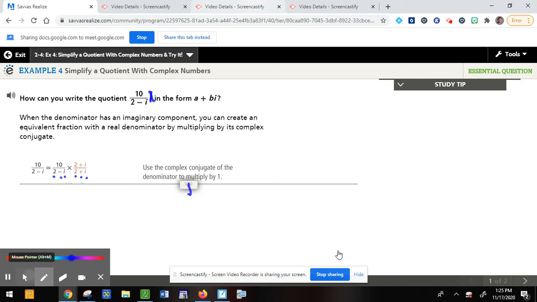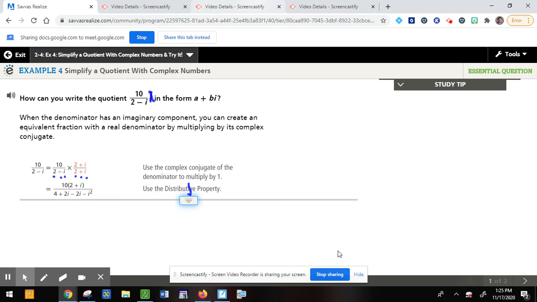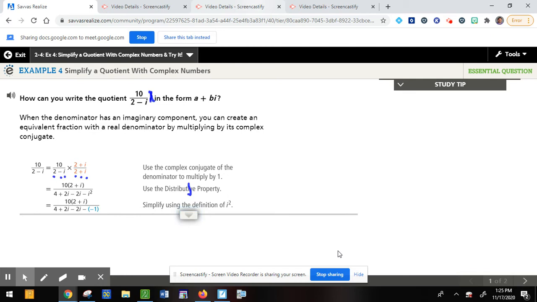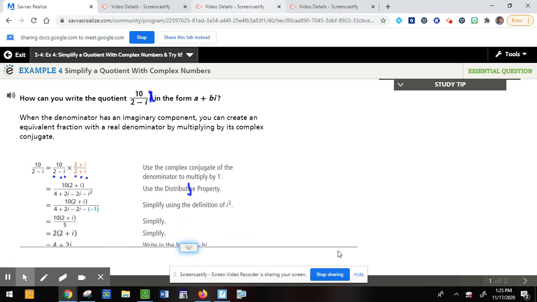So, then you multiply. In that denominator, the positive 2i and the negative 2i, they will cancel to 0. That negative i squared is going to turn into minus negative 1, which is plus 1. So again, those i's cancel and you're left with 5. Works out nice here because the 10 and the 5, you can divide a 5 away, and you're left with just 2 times 2 plus i, and you end up with 4 plus 2i.